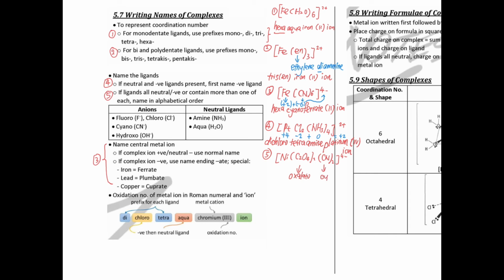This one is cyano. So C comes first, right? Alphabetical order. C comes first. This is monodentate. Based on rule number 1, we use dicyano. Oxalato is bidentate. Based on rule number 2, for bidentate we use bis to represent 2.